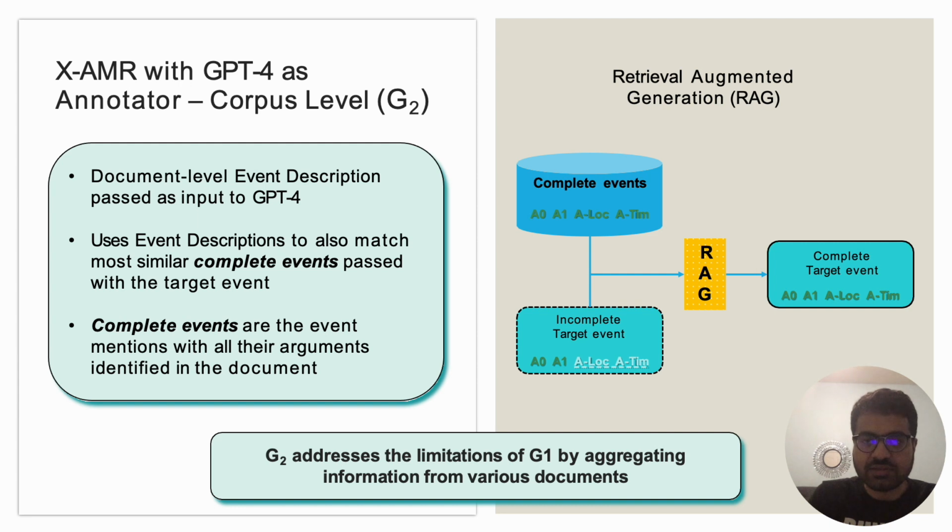Complete events are the ones that have all their arguments identified. For example, as shown in the figure, this technique helps in identifying the missing location and time information of a target event by incorporating the set of complete events in the prompt.